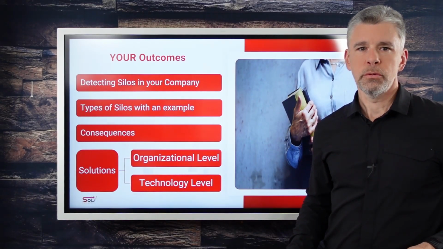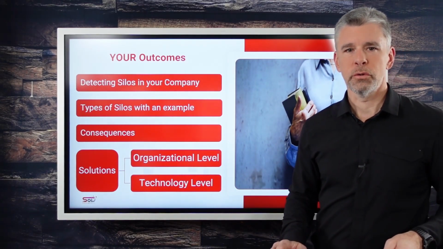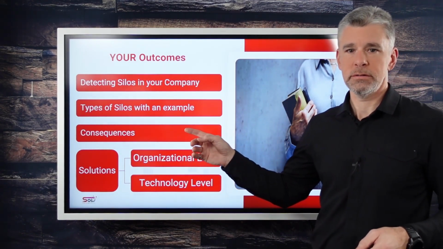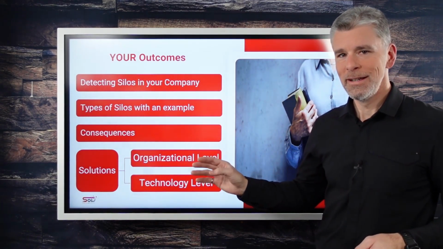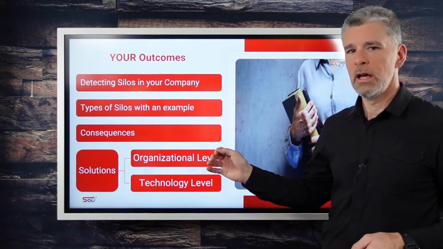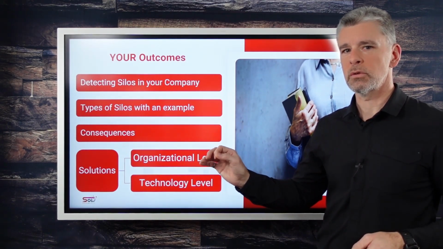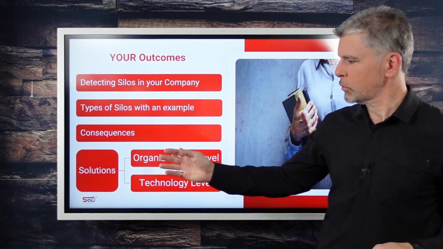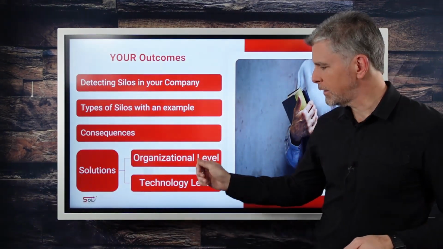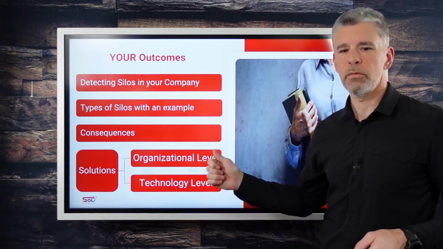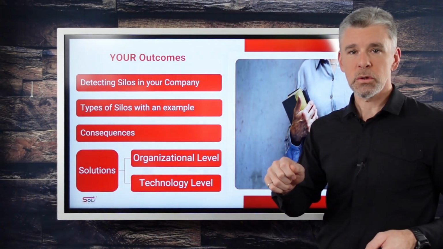So in this video, the outcomes you're going to get are detecting the silos in your company, if you have 1, 2, 3, and maybe more, the types of silos and how to detect them with an example, and the consequences of having silos within an organization, within a company. And obviously, I need to provide you solutions, at 2 levels: the organizational level and the technology level. So hopefully you'll like it, and you'll find silos and you'll fix them.